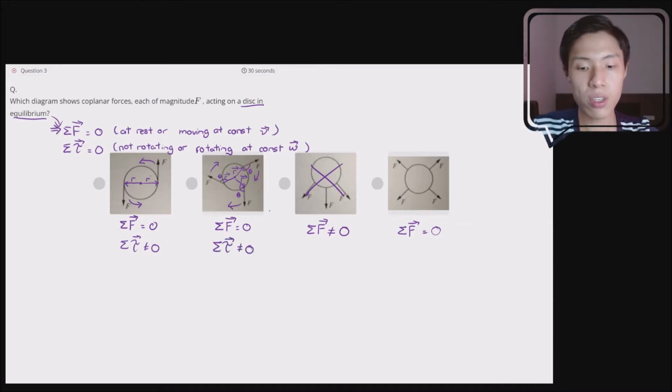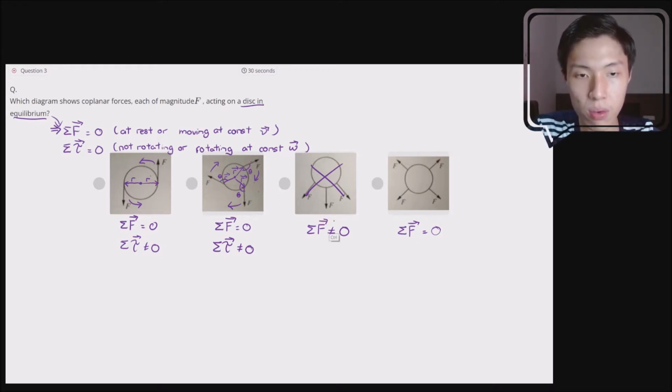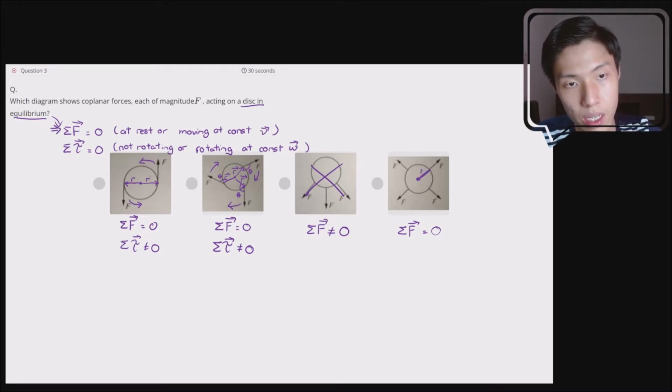Okay, so we will skip the third diagram and focus on the fourth diagram over here. In the fourth diagram, you have four forces. Let's analyze this force over here. Again, we'll start by putting down the axis of rotation. Then we will label the R. This is the R. This is the R. This is the R. This is the R.